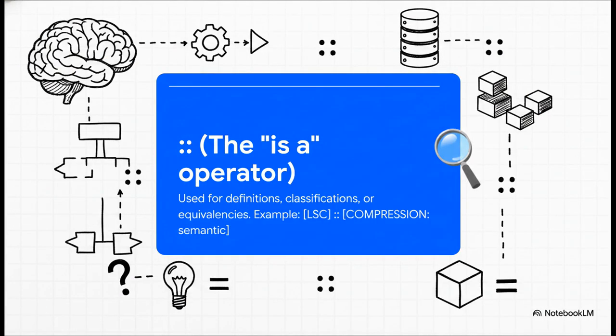The second key operator is this double colon, which simply means is defined as. You use this for creating logical equivalencies. So for example, LSC is defined as a type of semantic compression. Again, it's clean, it's precise, and it's perfectly machine-readable.